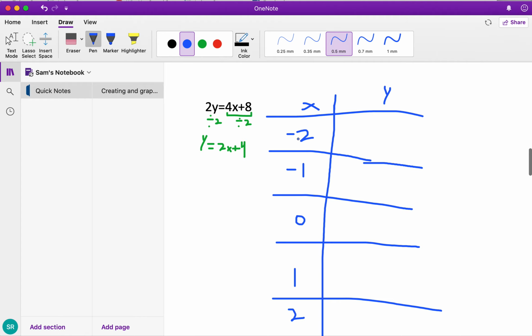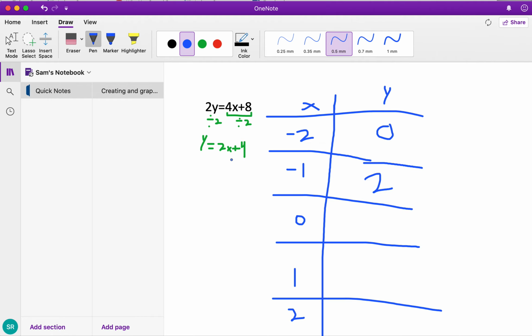If x is negative 2, 2x would be negative 4. Negative 4 plus 4 would be 0, so y would be 0 here. If x is negative 1, then negative 1 times 2 in our equation would be negative 2. Negative 2 plus 4 would be positive 2.